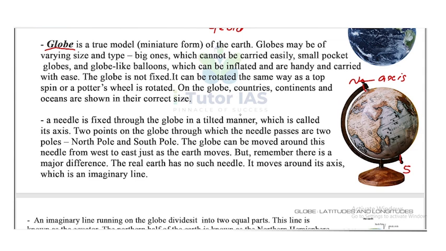The globe can be moved around this needle from west to east, just as the Earth moves. So this is a globe and it has 2 points, the north and south points. This is called the axis and we can rotate it from west to east, just like the Earth moves. But remember, there is a major difference. The real Earth has no such needle. It moves around its axis, which is an imaginary line. So we know that Earth has an imaginary line, which is called its axis.